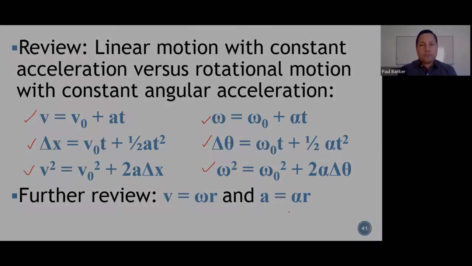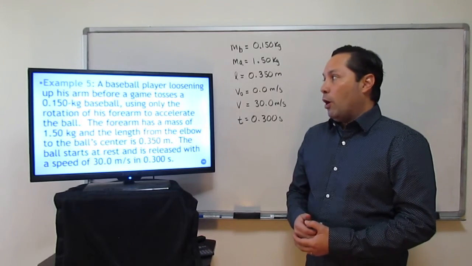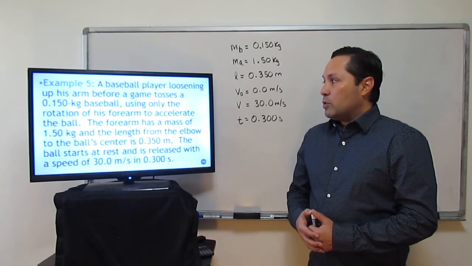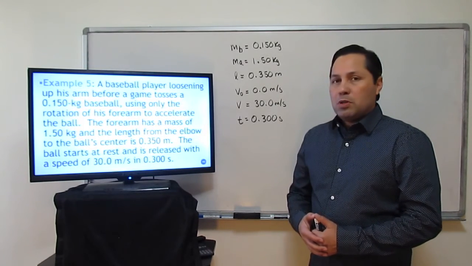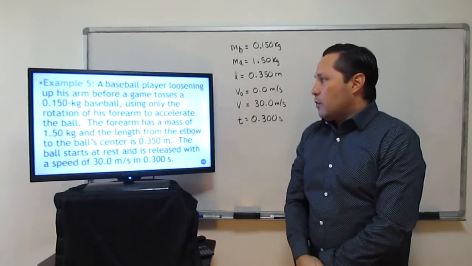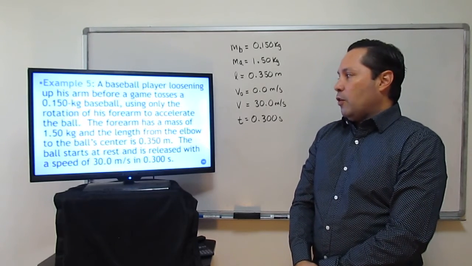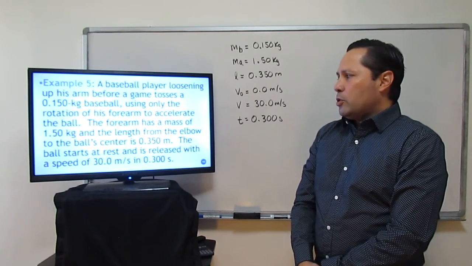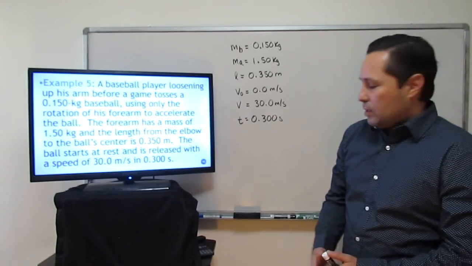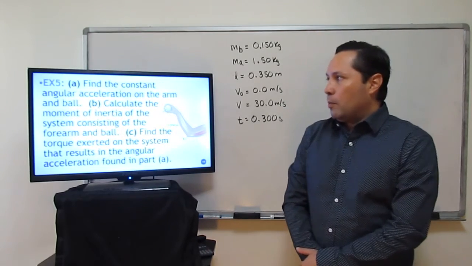Let's take a look at example 5. A baseball player loosening up his arm before a game tosses a 0.15 kilogram ball, only using the rotation of his forearm to create the acceleration. So he would hold his arm steady and just use the forearm. The forearm has a mass of 1.5 kilograms and a length from the elbow to the ball center of 0.35 meters. The ball starts from rest and is released with a speed of 30 meters per second in 0.3 seconds. The first question is to find the constant angular acceleration of the arm and the ball.